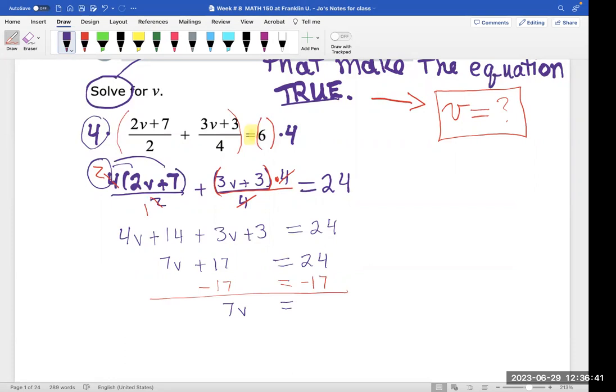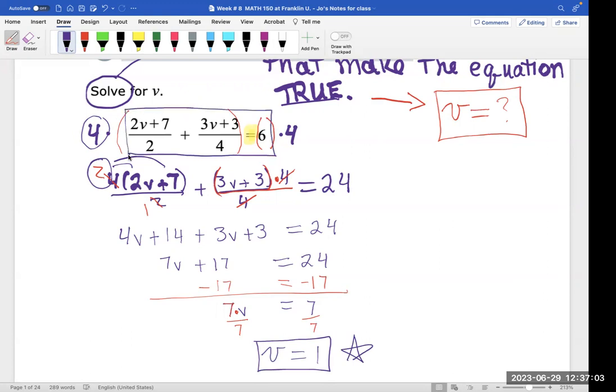24 minus 17. Dividing both sides by this 7. So this tells me that whatever number makes this equation here true will also make the original equation up here true. So if we want to, we can check.